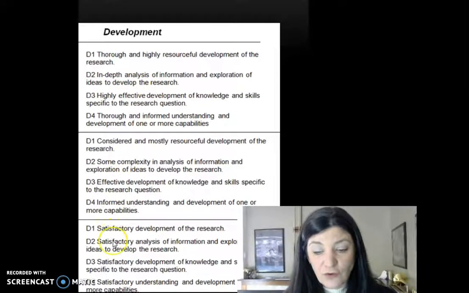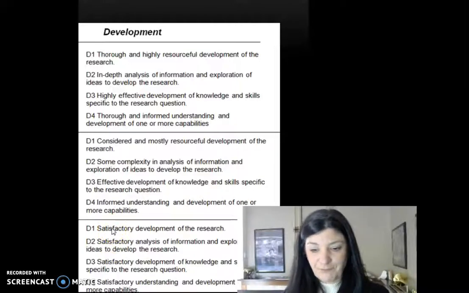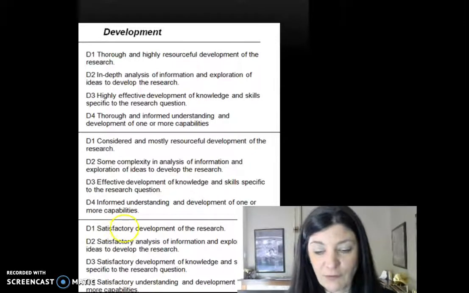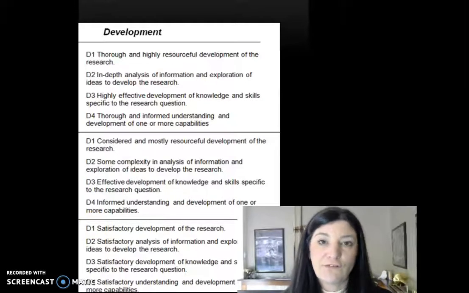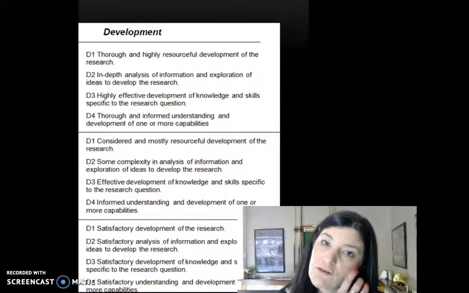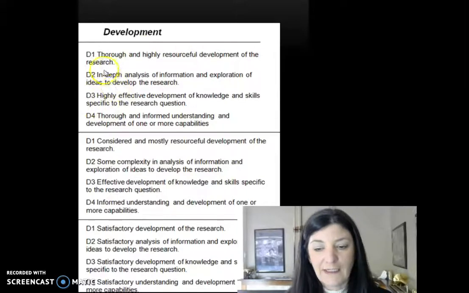Looking at D1, we're looking at satisfactory development of the research. So this is really where the dates of your sources table entries come into play, and there should also be a significant amount of research to be hitting up here at a highly resourceful development of your research, okay?